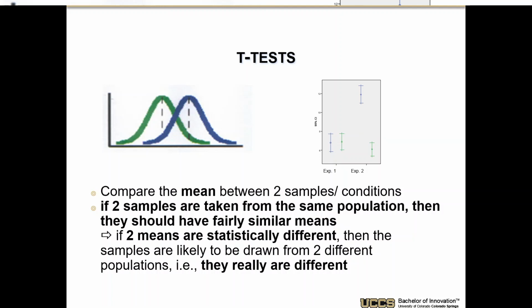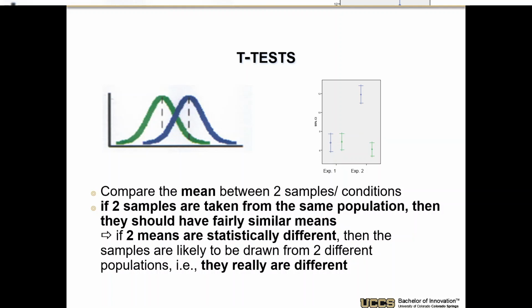So underlying this is that if the samples are taken from the same population, so if really green and blue should be the same, then the means of green and blue should be the same. Okay? If two means are statistically different, then it's unlikely that samples are drawn from the same distribution. Now notice things could be drawn from two different distributions and have the same mean.